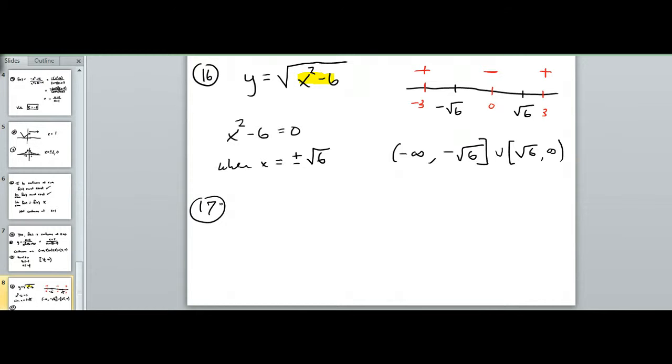Alright, 17 wants us to find the limit, if it exists, as x goes to 4 of the square root of x minus 9. Alright, since plugging in 4 would give me a negative number here, 4 is not in the domain, so it kind of goes back to these last two problems. Since this is not in the domain, we're not getting a real number here. So in the set of real numbers, this limit does not exist.